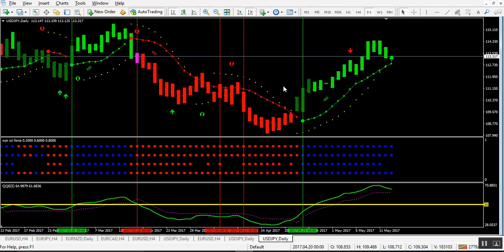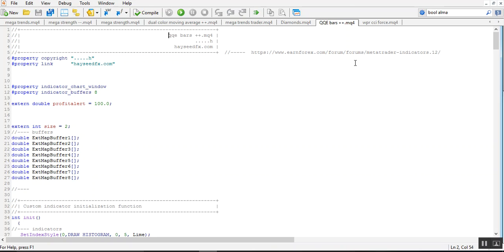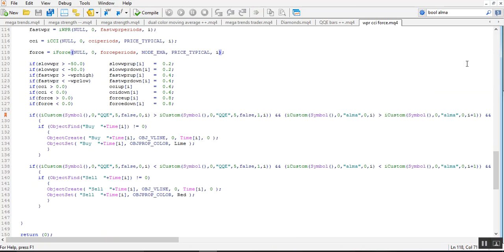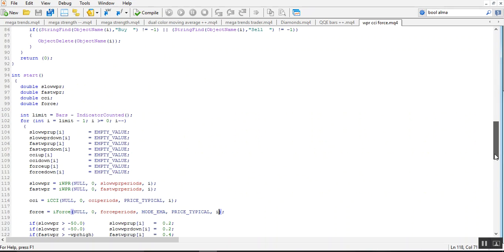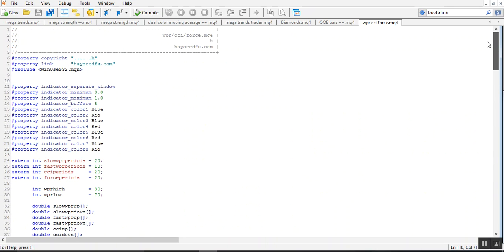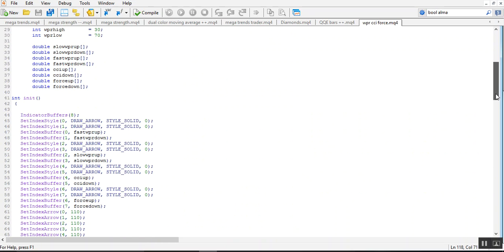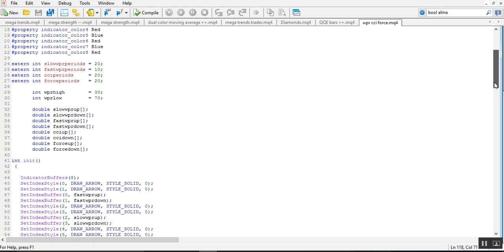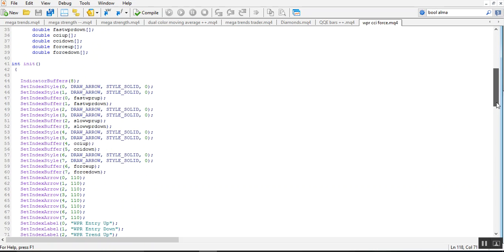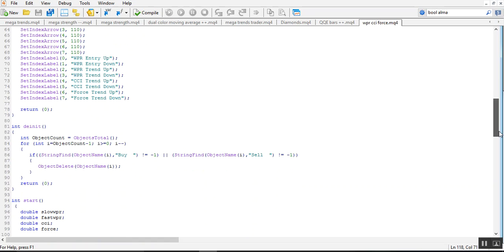Okay, and we looked at that code. Never use anything you can't see the code for. All right, WPR and force. There's where you would set the periods, but I would leave them set at those seemingly long periods, because that seems to work best.